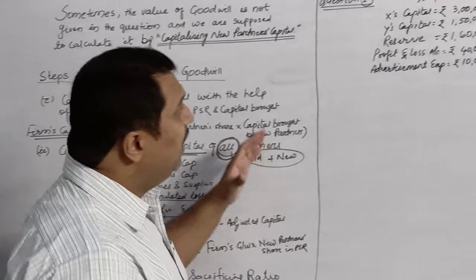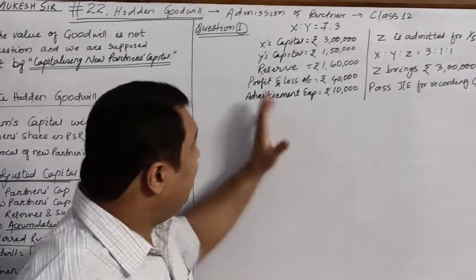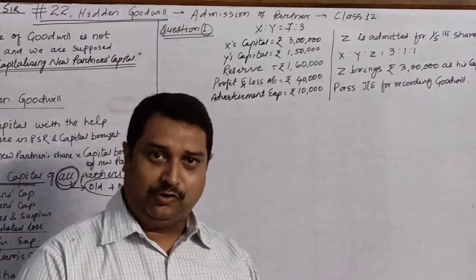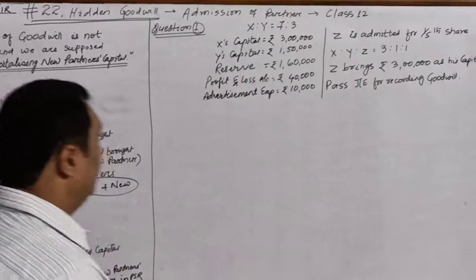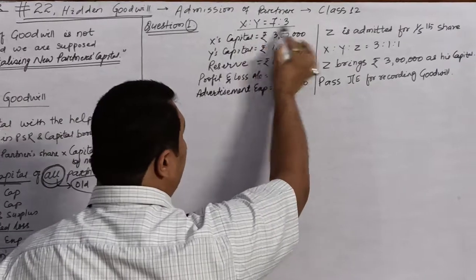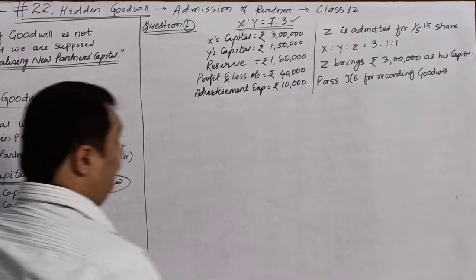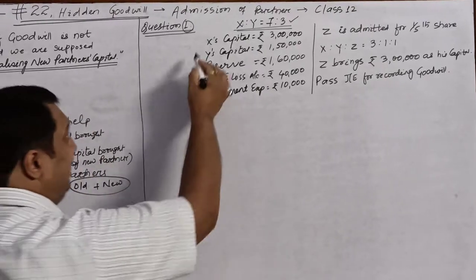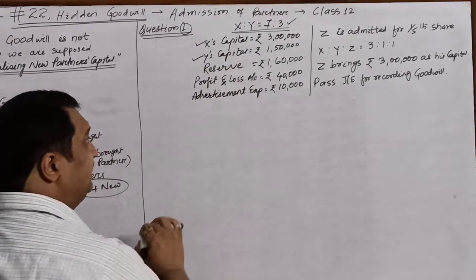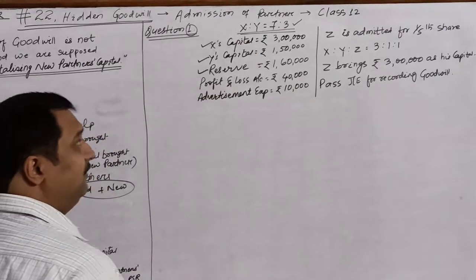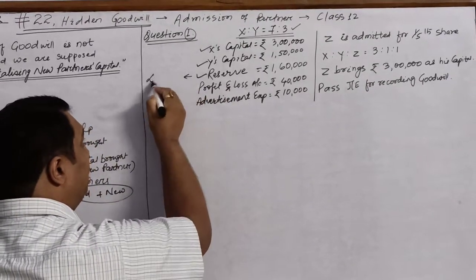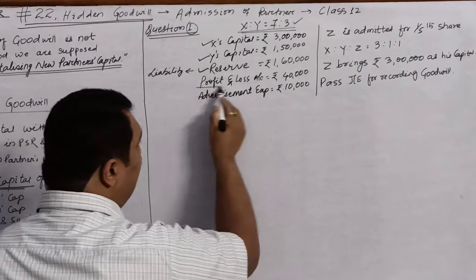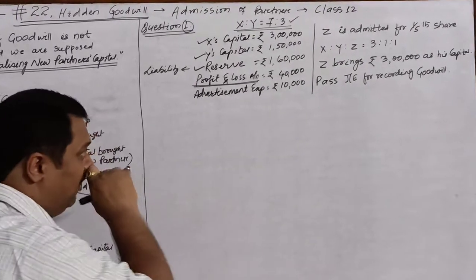Children, in order to understand this, I have taken a particular question, an example, in order to make the concept very clear. You can see that there are two partners X and Y who are sharing profits and losses in the ratio 7:3. The capital of X is given, Y is given. There are certain reserves. Where will you get the reserves? On the liability side of your balance sheet. Similarly, there is a profit and loss account.